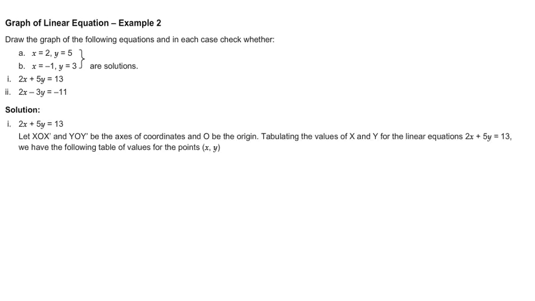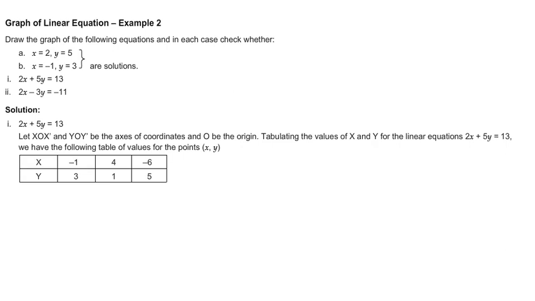Draw the graph of the following equations, and in each case check whether x equal to 2, y equal to 5, and x equal to minus 1, y equal to 3 are the solutions. So we take the first linear equation in 2 variables, that is 2x plus 5y equal to 13 given to us, and we tabulate the values of x and y for the linear equation 2x plus 5y equal to 13. We need only minimum 2 points to draw the graph of a linear equation, but here we have taken 3 points.